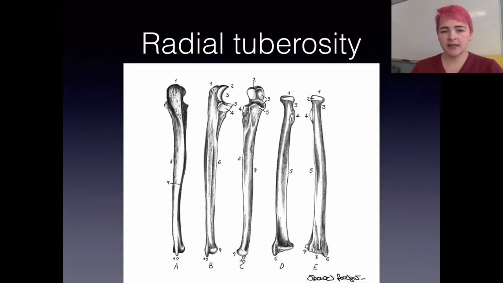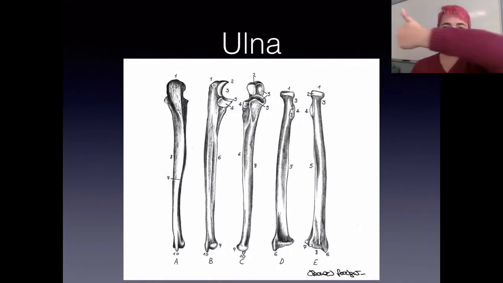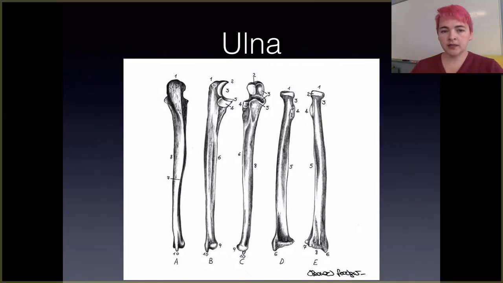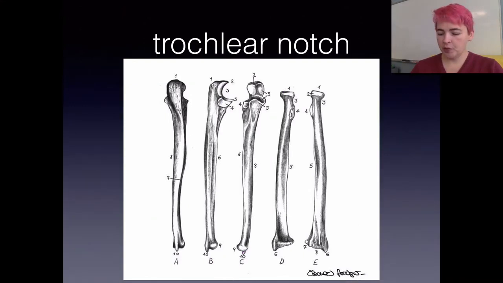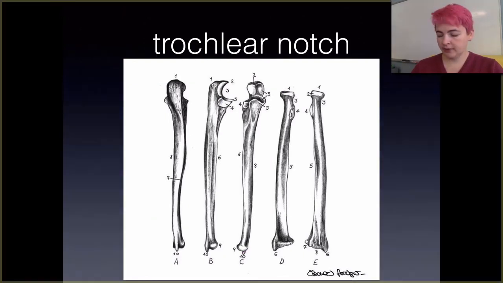Again, that's muscle attachment. The ulna, again, thumbs up, ulna is going to be on the bottom. The ulna is this bone here. Also, I like to think that the ulna tells you what bone it is because it has a U right there telling you it's the ulna. The trochlear notch is that U that is being formed.